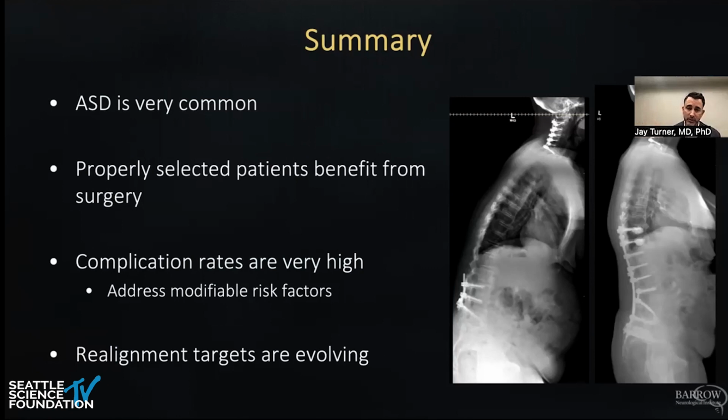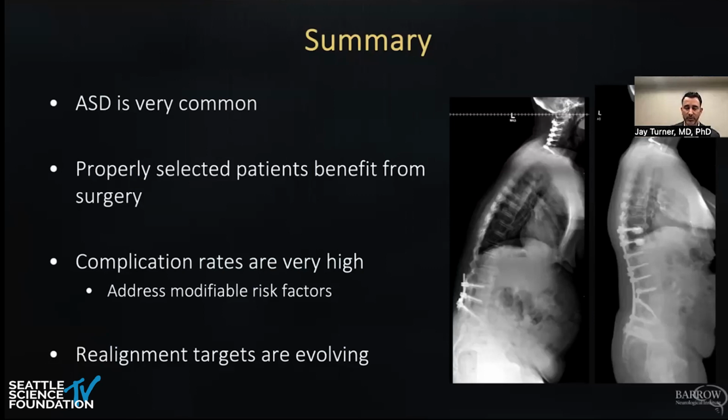But using literature and using your clinical acumen, you can really help patients in a meaningful way by being thoughtful about it. Address your modifiable risk factors. That will certainly help your outcomes. Most of these patients, if they're not myelopathic, if they're not losing neurologic function, most of them can wait a little bit to really get these modifiable risk factors addressed.